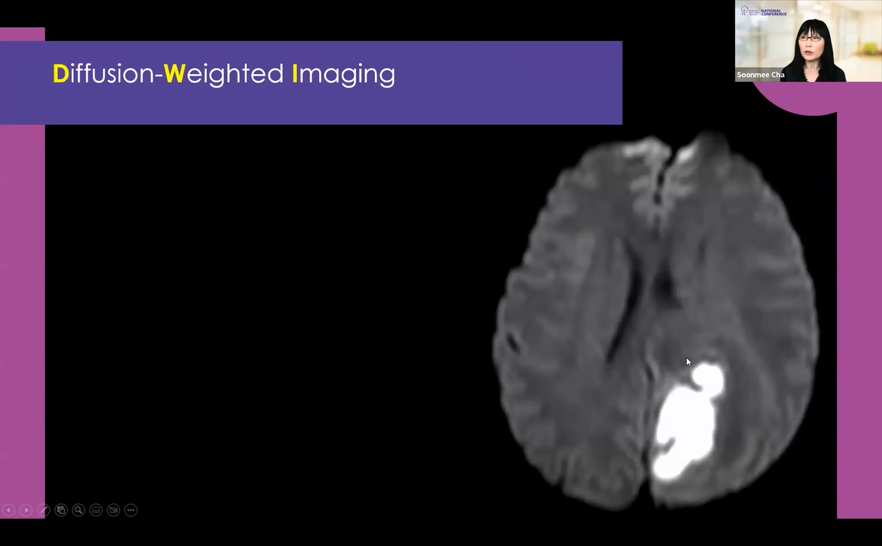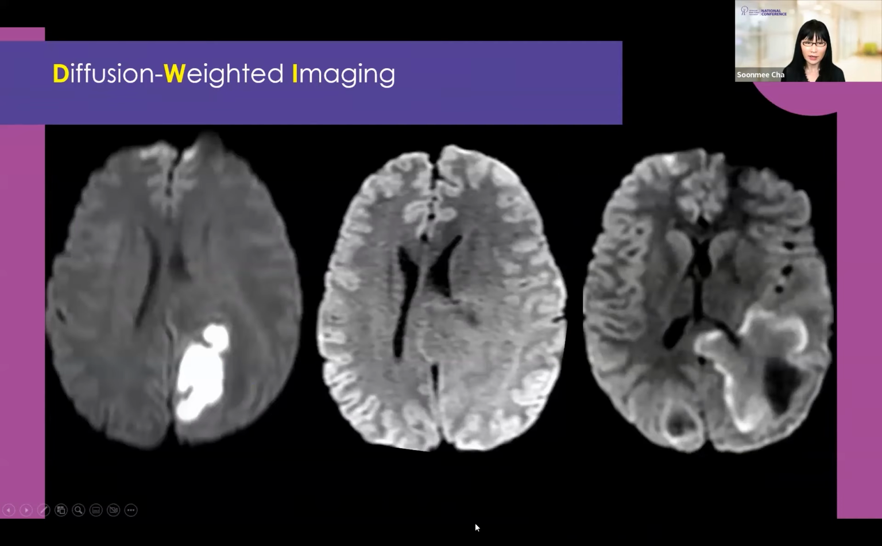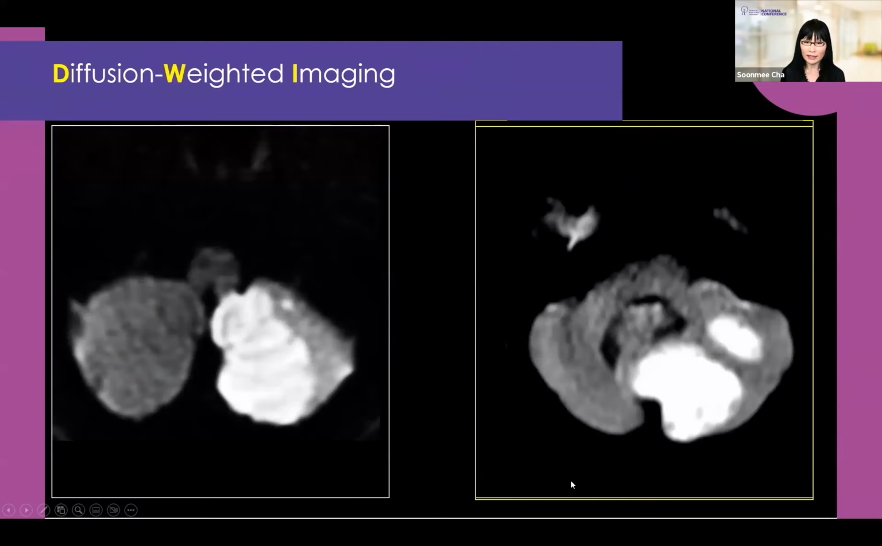So moving on, diffusion weighted imaging is very helpful because it tells us whether something is an acute infarct, if it's an abscess, demyelinating disease, or in tumor imaging, we look for tumor cellularity using this technique. Here are three different patients with three very different appearance of DWI. This is a patient with abscess in the brain. This is a patient with diffuse glioma, and this is a patient with demyelinating disease.